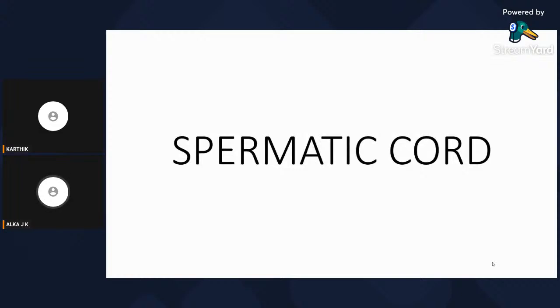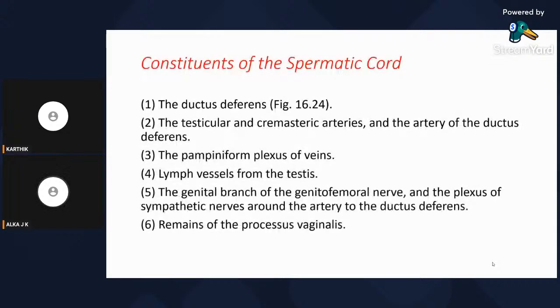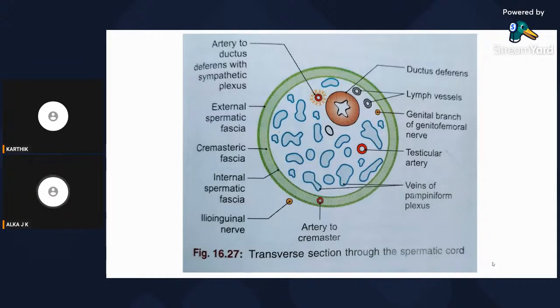Next is the spermatic cord, which is a cord-like structure, and it starts from the posterior border of the testes and ascends upwards, and then it traverses the inguinal canal. The structures present in the spermatic cord are the ductus deferens, testicular artery, cremasteric artery, artery of the ductus deferens, pampiniform venous plexus, lymph vessels, genital branch of genitofemoral nerve, plexus of sympathetic nerves, and remains of the processus vaginalis.